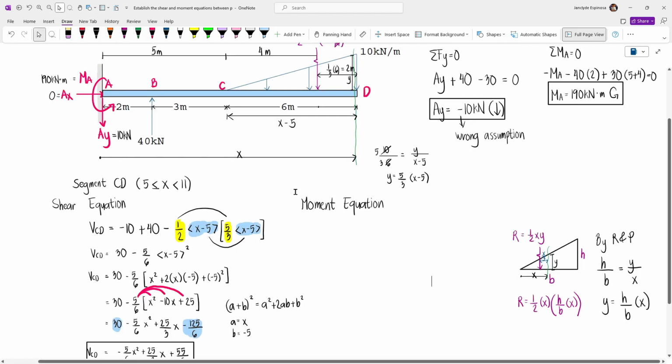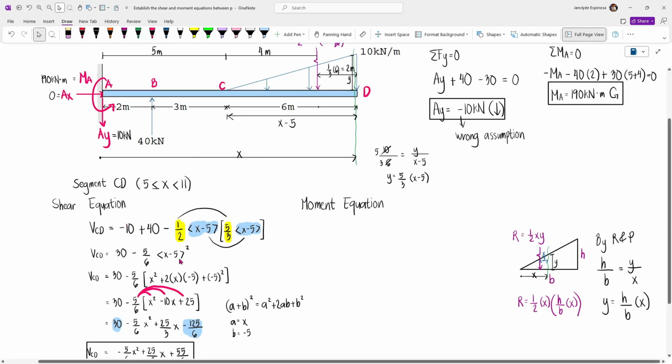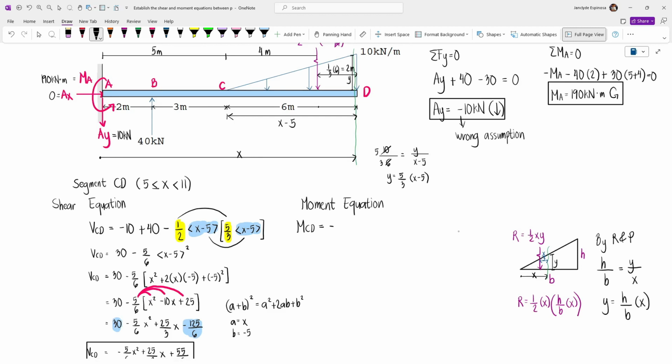Now, a technique in forming the moment equation is you can just actually look at your shear equation and then just add their moment arms. However, for the moment equation, don't forget all the applied moment loads. This is where you have to be careful. And so for the moment equation of CD, we have MCD equal to, let's first include our reactive moment, which is 190 kNm acting counterclockwise. So that's going to be minus 190.